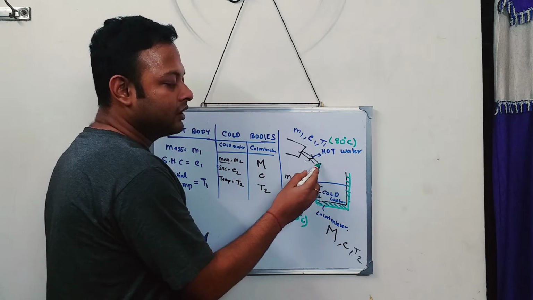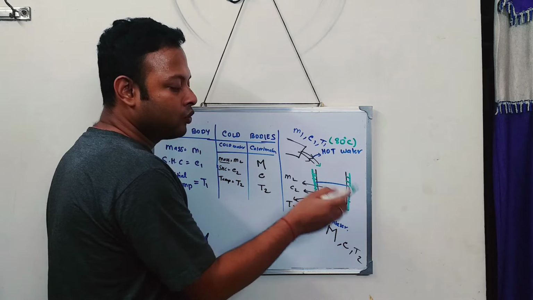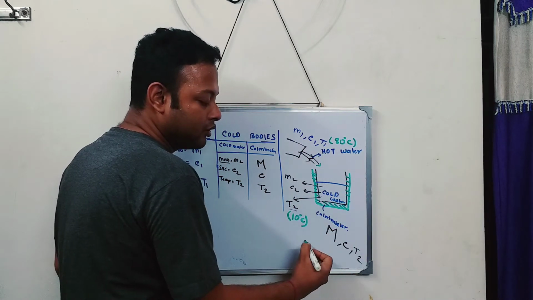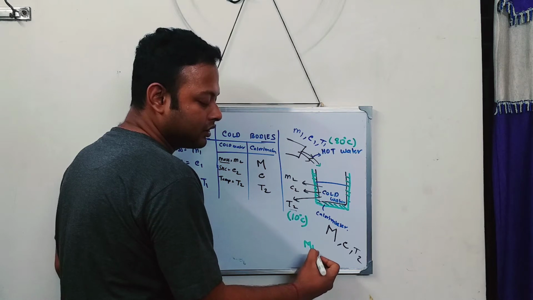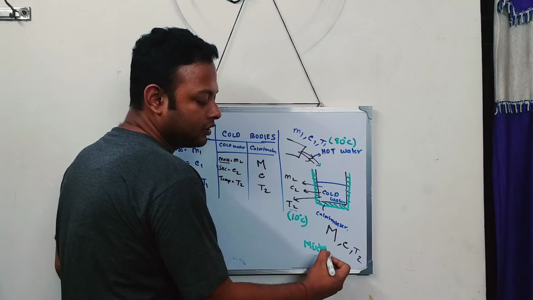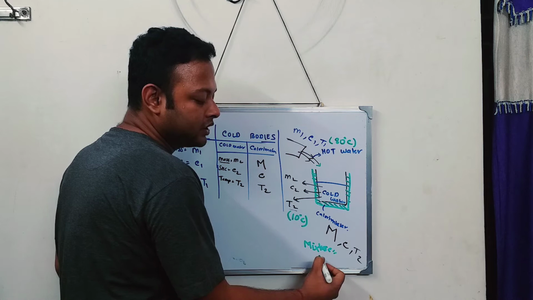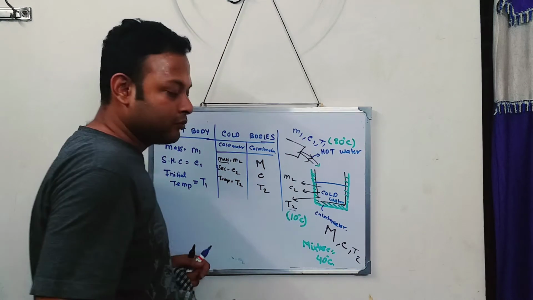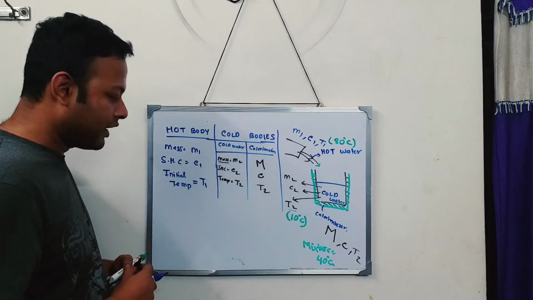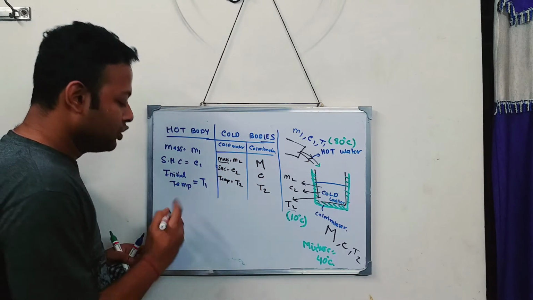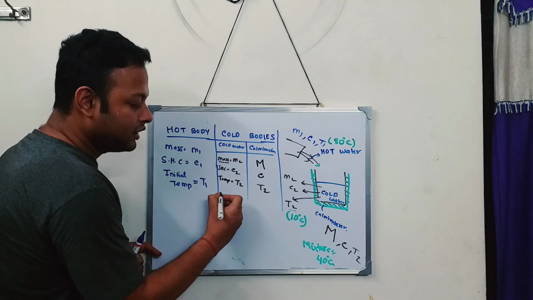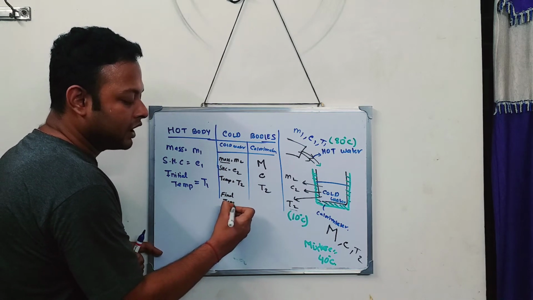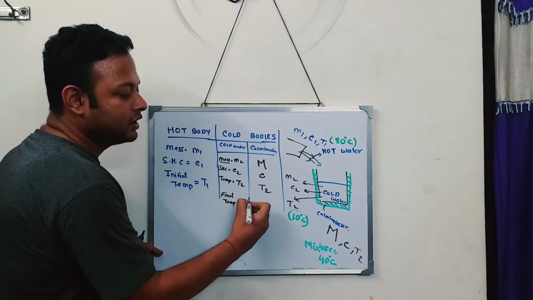Now when the hot water and cold water combine, the temperature of the mixture turns out to be, say, 40 degrees centigrade, which is the final temperature. So I will consider the final temperature as T.